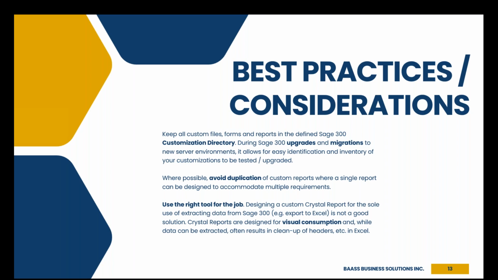The last point about best practices and considerations is about using the right tool for the job. A lot of people say, how do I get my data out of Sage 300? I need this stuff in Excel. And a lot of people tend to create a custom Crystal report just for that reason. It's a way to bring something up on screen, and the Crystal Print Preview has an export option where you can dump the entire report to Excel or text or CSV. And while that works, there's better ways to get Sage data out of the database and into Excel.